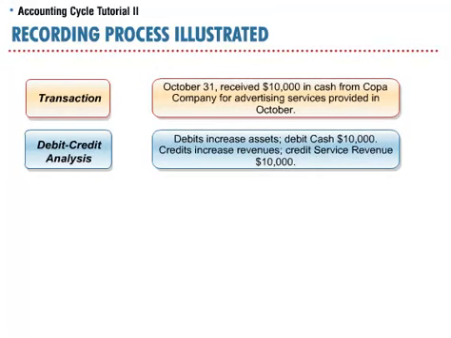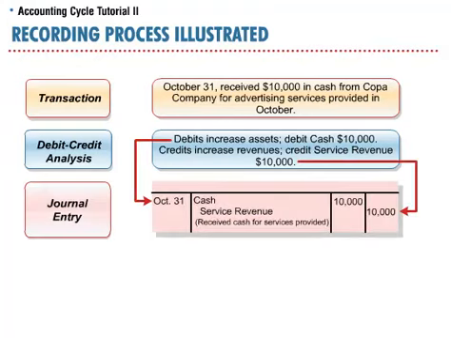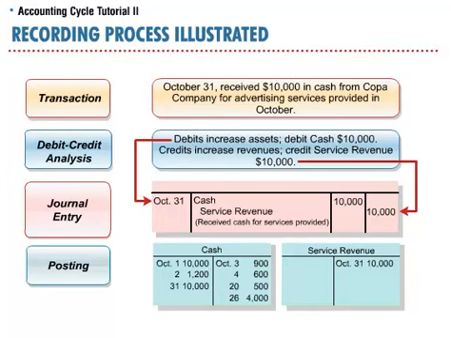Debits increase assets, therefore debit cash $10,000. Credits increase revenues, therefore credit service revenue $10,000. The journal entry to record this transaction would be as shown, and the posting of this entry would appear in the ledger using T accounts.